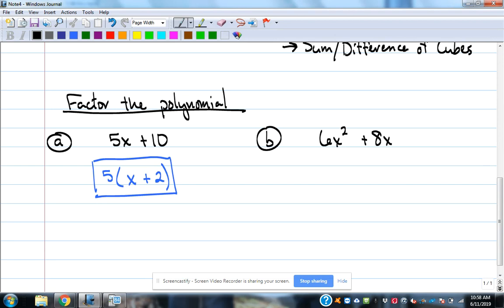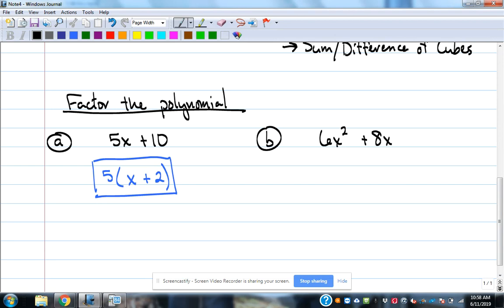So let's start with the number part because that's the one we're most familiar with. So what number does 6 and 8 have in common? What number will divide into both of those evenly? 2. Is there anything bigger that will go into 6 that will go into 8? 2 goes into it. Does 3 go into 6? Yes, but does 3 go into 8? No. The only other factor for 6 is 6, and 6 goes into itself, but not into 8 evenly. So 2 is the biggest number.